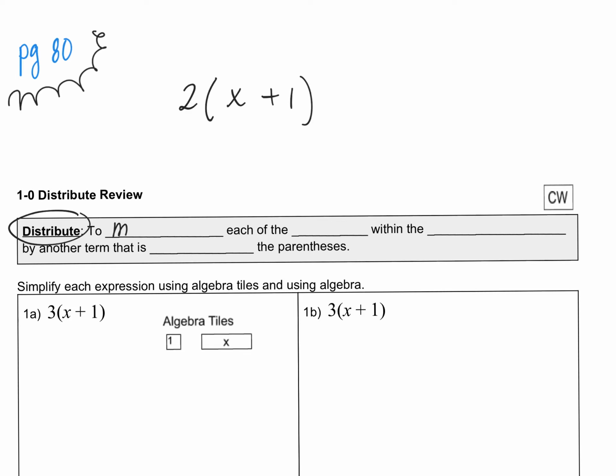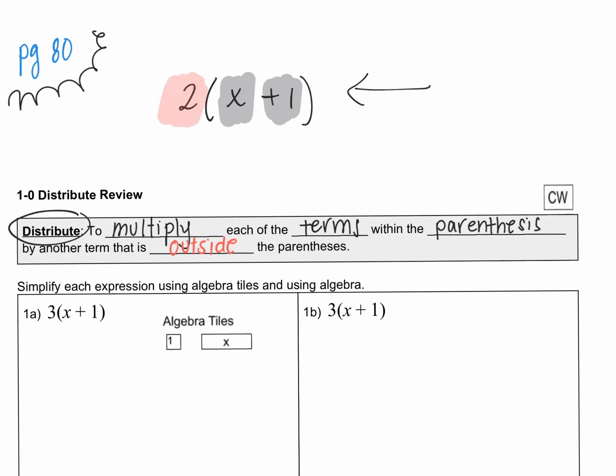Distribute means to multiply each of the terms within the parentheses. For this example, the terms within the parentheses are x and positive 1. To multiply each of the terms within the parentheses by another term that is outside the parentheses. So the term that's outside the parentheses here is 2.